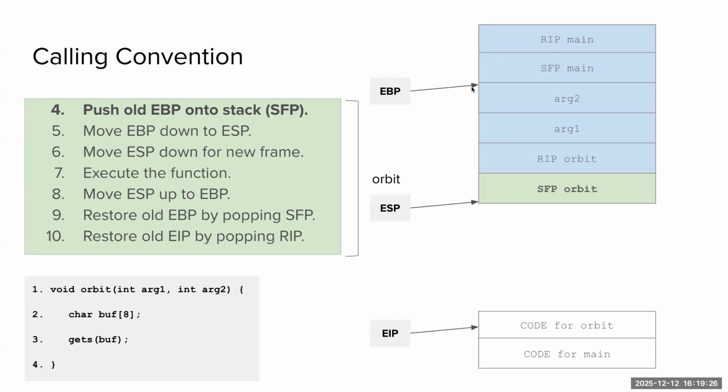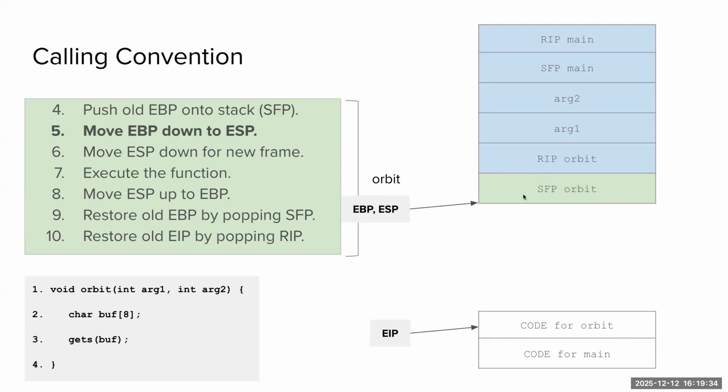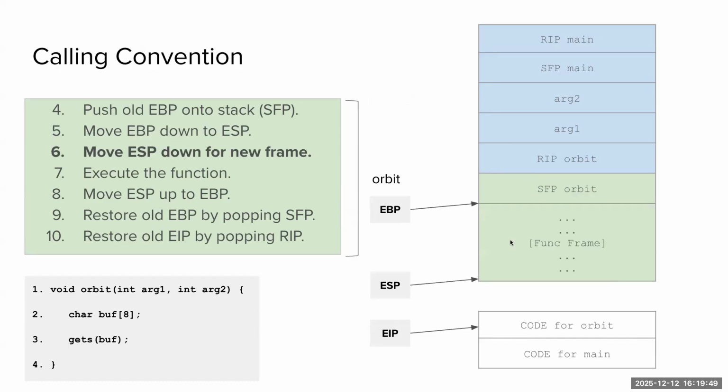We're going to need this later when we return from main, so we need to make sure to store that. So orbit is going to store that as the SFP of orbit. And then it's going to move the EBP down, so now it's going to keep track of the base of the orbit frame. So we store the base of the main frame. Now we're going to change EBP to storing the orbit's base frame, which is the SFP of orbit. And then we can move ESP down as we add new variables in the orbit frame.